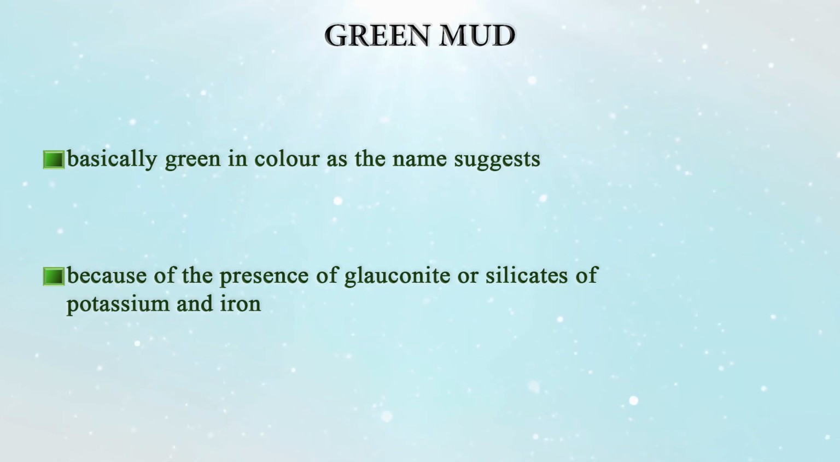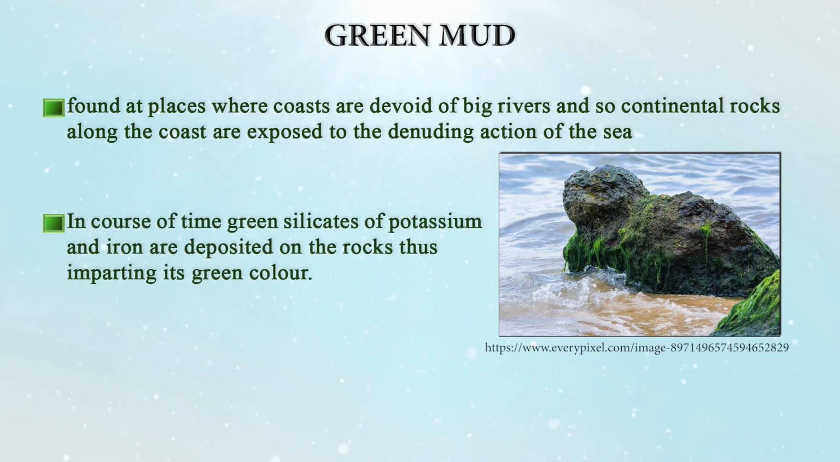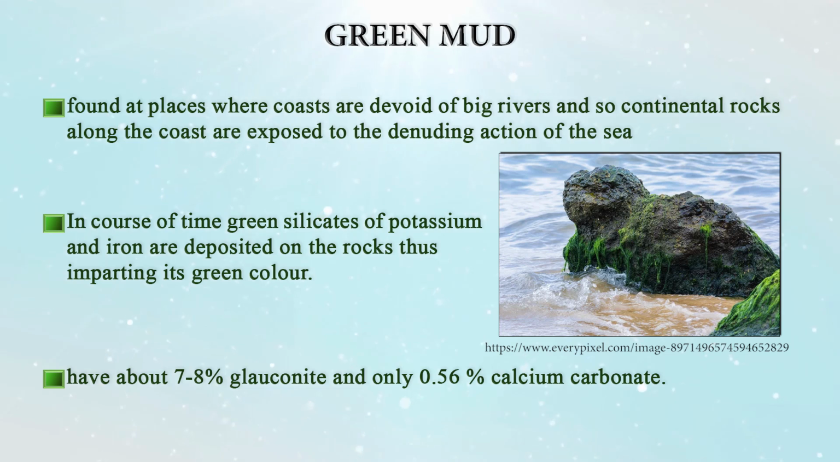That is imparting the green color, and these are found especially at places where coasts are devoid of big rivers, and so continental rocks along the coast are exposed to the denuding action of the sea. In course of time, the green silicates of potassium and iron are deposited on the rocks, thus imparting the green color. These have about 7 to 8% glauconite and only 0.5% calcium carbonate.